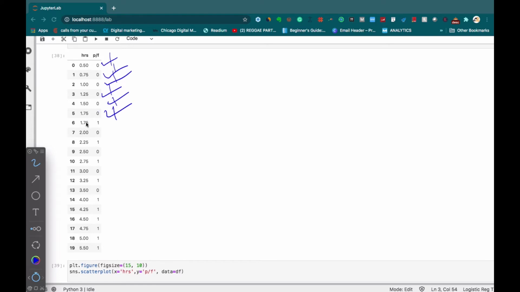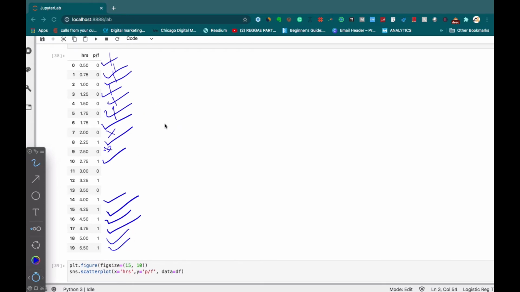Someone studied for 1 hour 75 minutes, the person passed. Someone studied for 2 hours, the person failed. Someone studied for 2 hours 25 minutes, the person passed. Someone studied for 2 hours 50 minutes, the person failed. Someone studied for 2 hours 75 minutes, the person passed. If you go all the way down, someone studied for 4 hours, the person passed. If someone studied for 4 hours 25 minutes, the person passed. 4 hours 50 minutes, 4 hours 75 minutes, 5 hours, all these people pass.